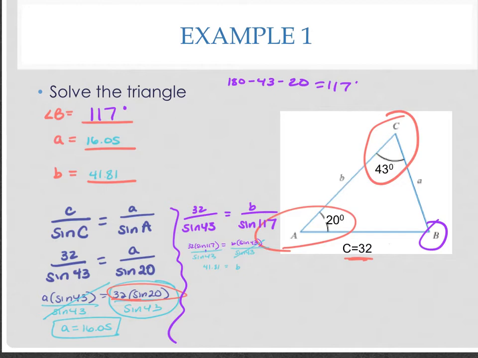Questions on that one? So the type of information you were given on this, if it was written out, is an angle and a side that's not included. So it's angle, angle, side. If you're given that kind of information, you'll always use law of sines. You can't use law of cosines.